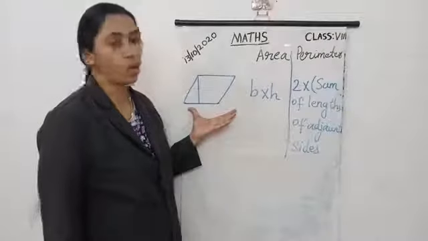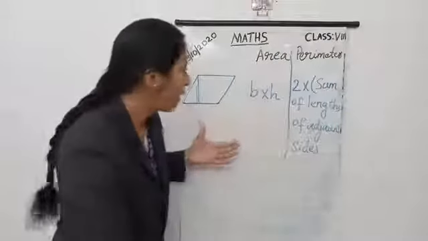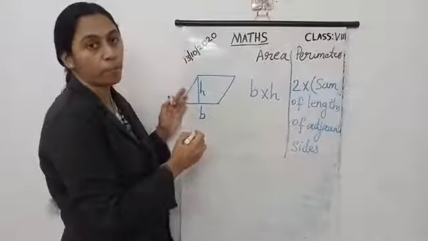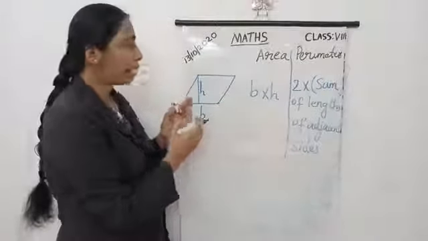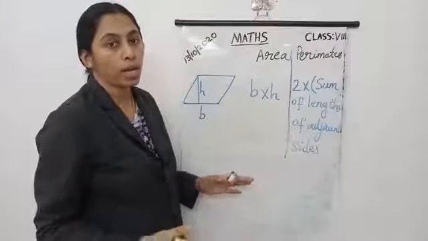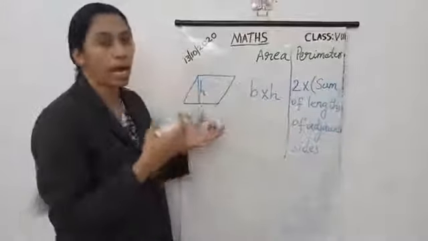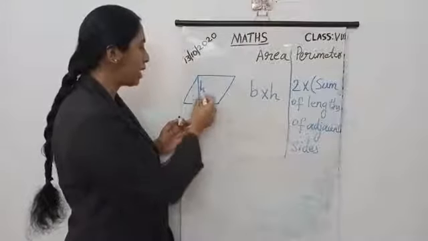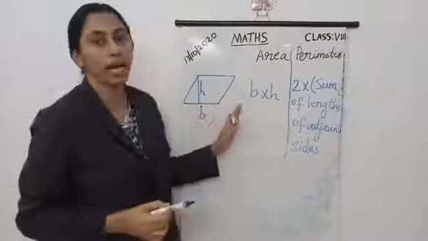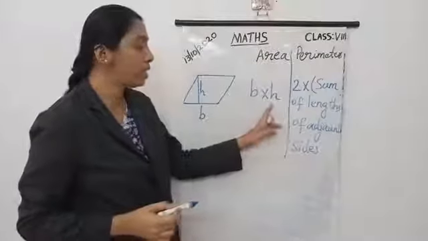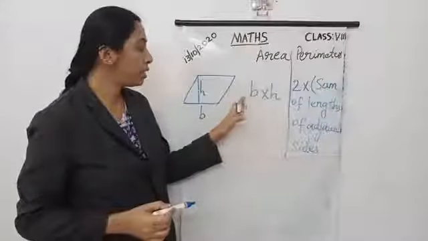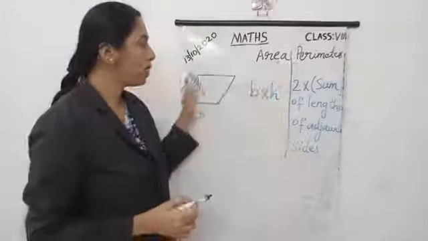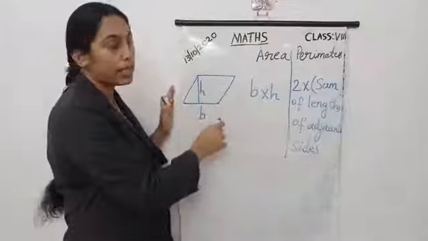Next, parallelogram. This is the base and this is the height of the parallelogram. And what is the speciality of a parallelogram? Opposite sides are equal and parallel. Okay. So base is this one and this is the height. So the area of the parallelogram is B into H, that means base into height. Understand? Now perimeter. Perimeter means the sum of all sides.